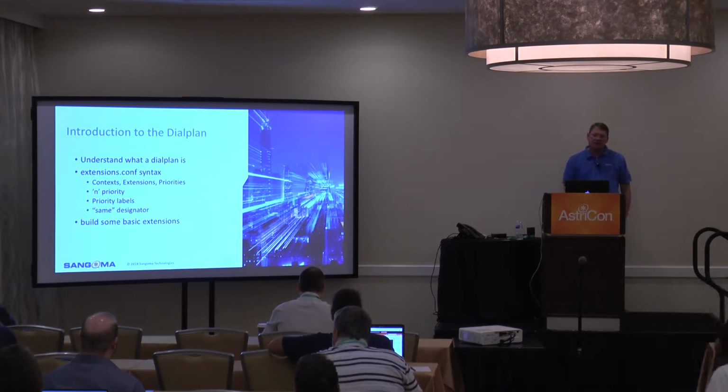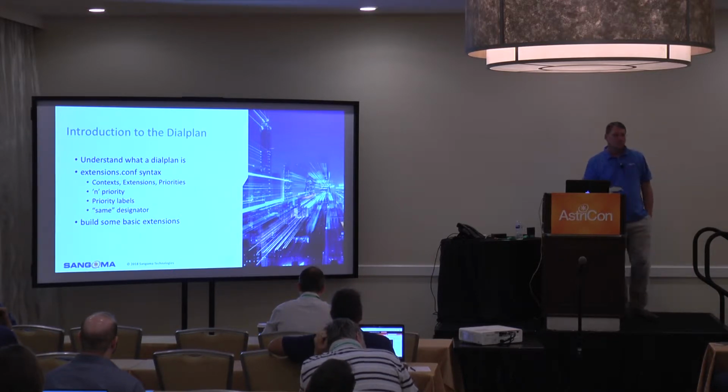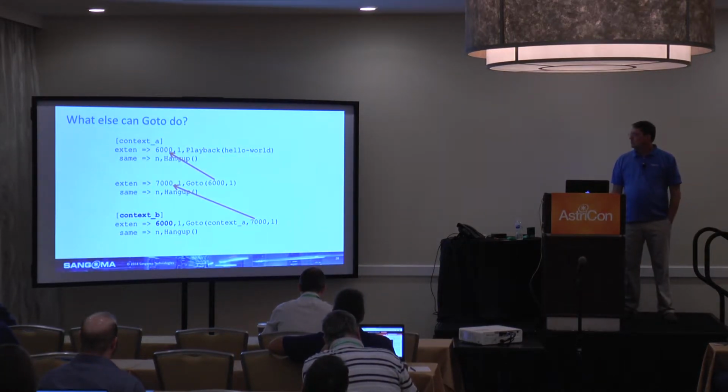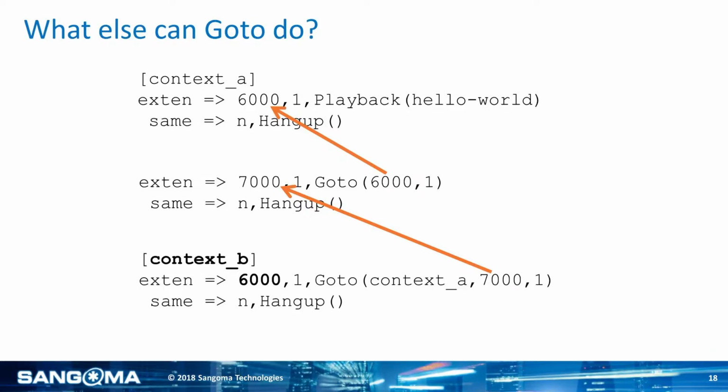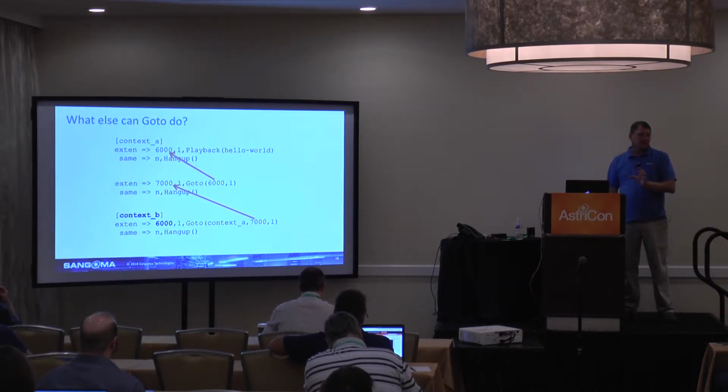Any questions on the context, extension, priorities, or the n priority, or the same designator? Are we okay there? Real quick question. Yes. Can you go back to the last example? So on the last one, context A 7,000. I guess my first question is, in other programming languages, you're changing around the order of the parameters. It figures out that it's a context automatically? It always takes this form. So it's always context, extension, priority.